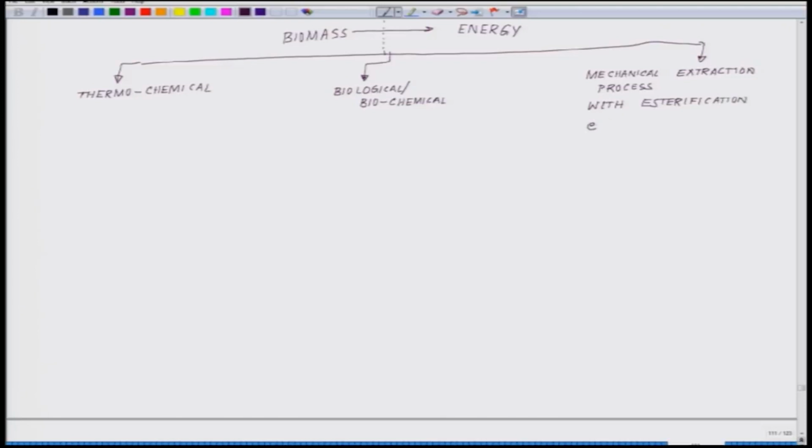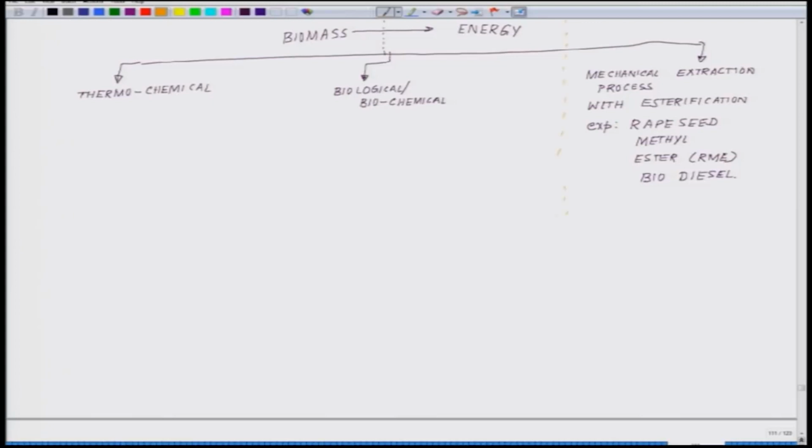One example I wanted to quote is rapeseed, an oil seed. Rapeseed methyl ester, or RME, biodiesel. There are other biodiesels also, this is just one example. We could talk about Jatropha and all those things, but at this stage we are not dealing with this. We will talk later about it.